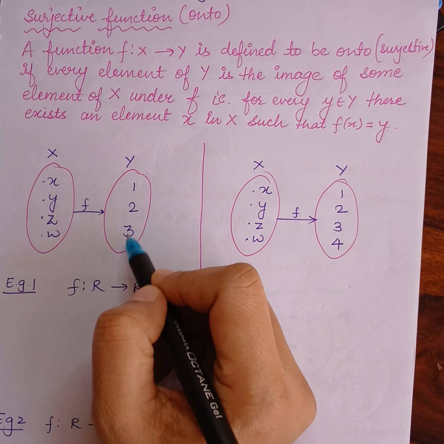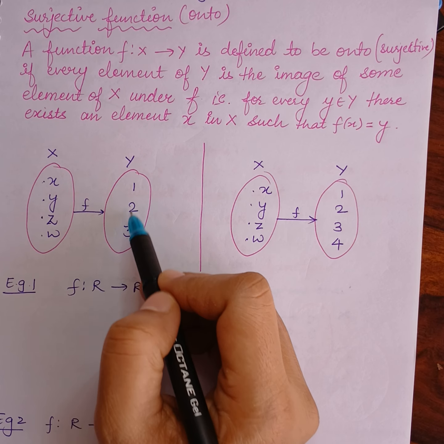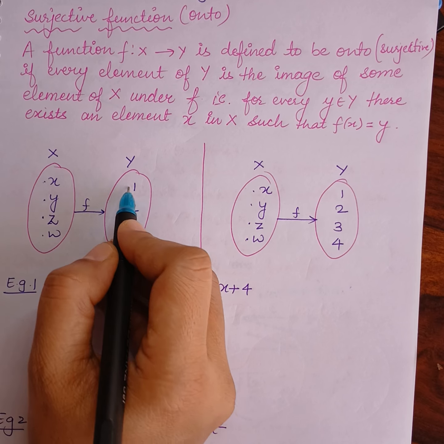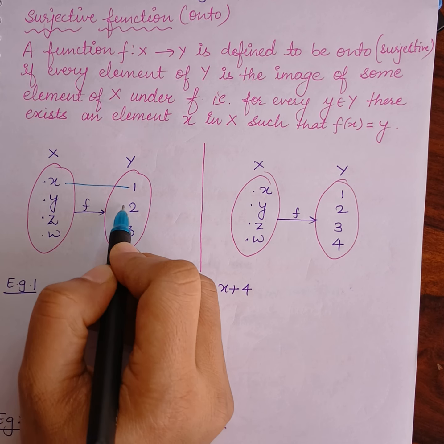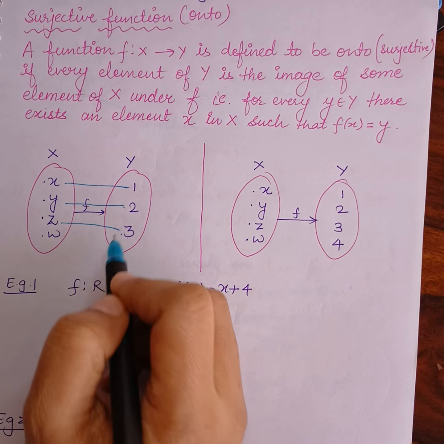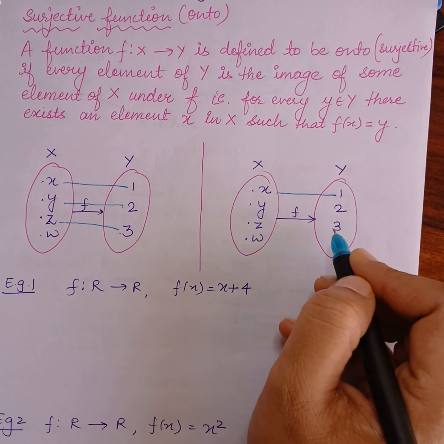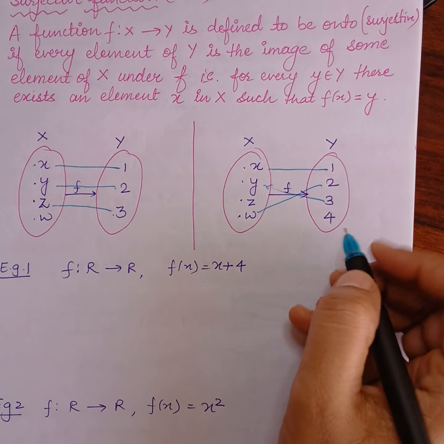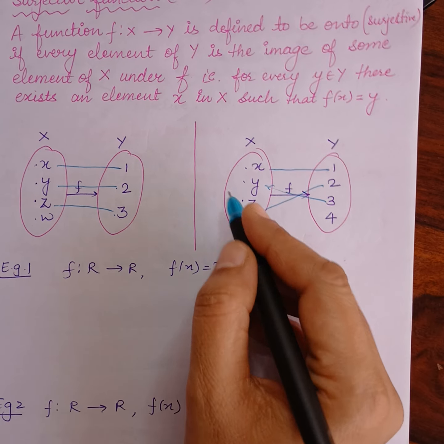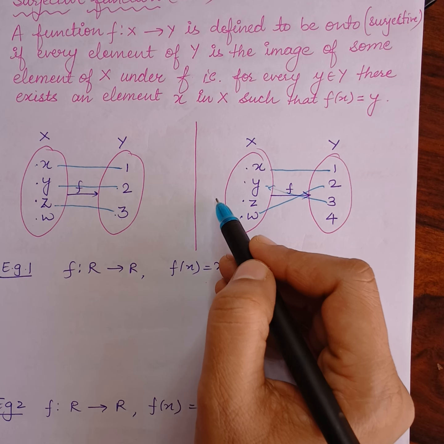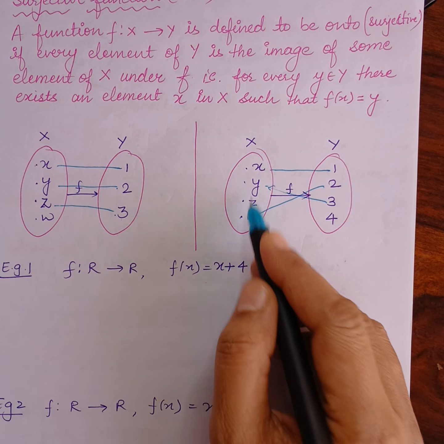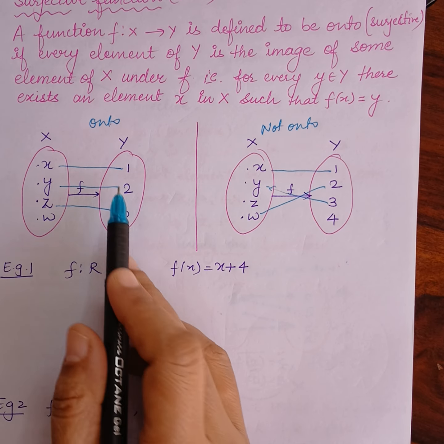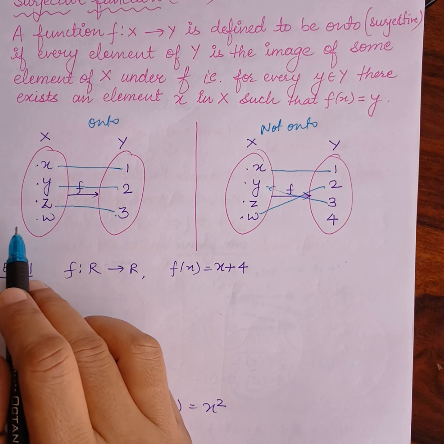Every element in this codomain, for every y belongs to Y, there exists an element x such that f(x) is equal to y. So for all these elements, we should have an element in X so that it is related. Like here, if they are related like this, this is not an onto function because 4 is not having any pre-image. We call it image from here to here, and pre-image from here to here. So 4 is not connected with any of these elements, so this is not an onto function. But this is an onto function because here all the elements are connected with the elements in X.